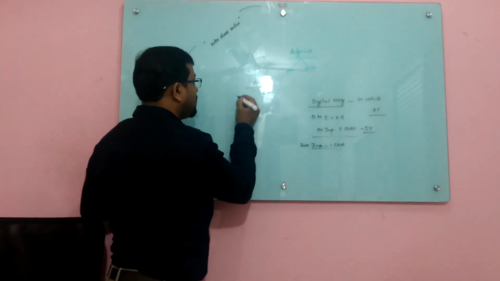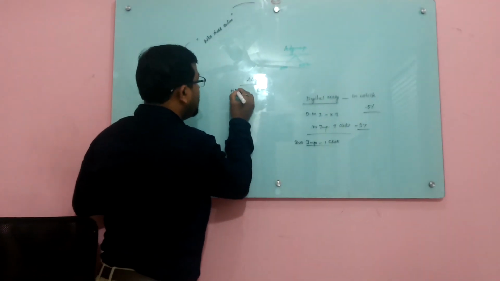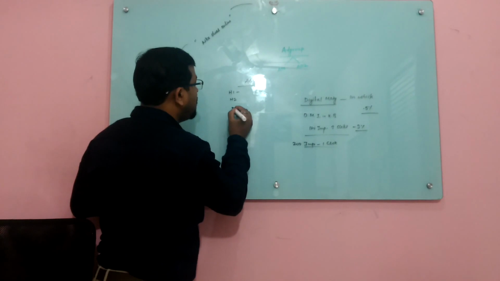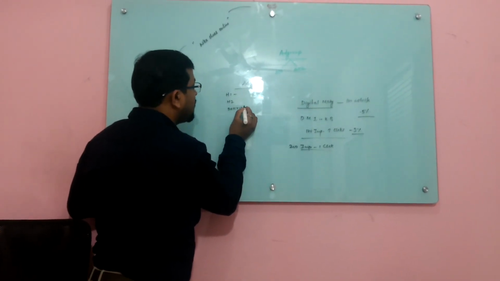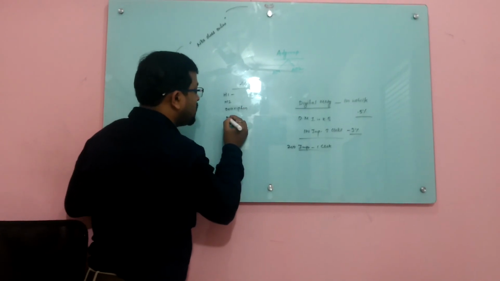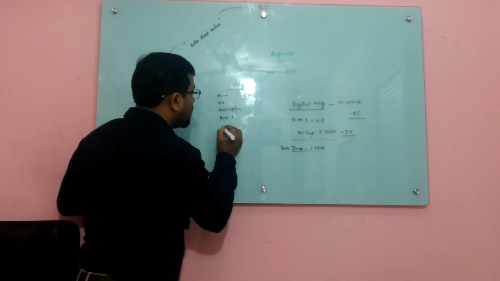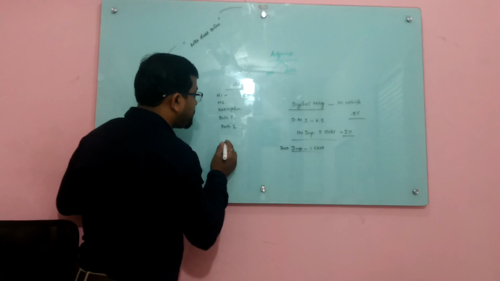What does an ad copy consist of? Headline 1, Headline 2, then your description, then path 1, path 2, and then your website address, your URL.